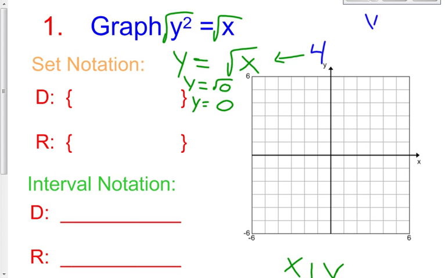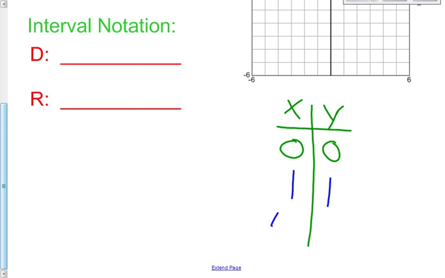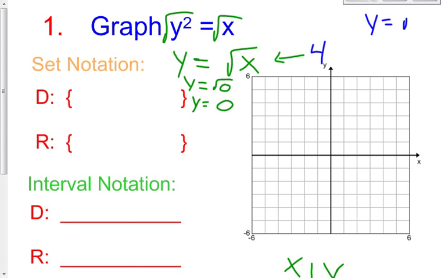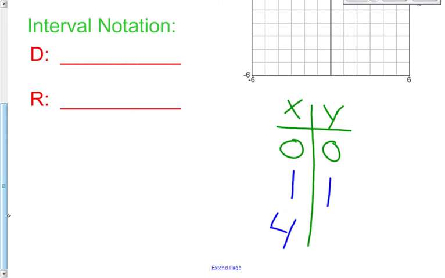If 4 is substituted in for x, then y equals the square root of x, which is the number 4. And what is the square root of 4? 2 times 2 is 4. So y equals... what am I doing here? If y equals the square root of 4, then y would equal, obviously, a 2. And there we have it.